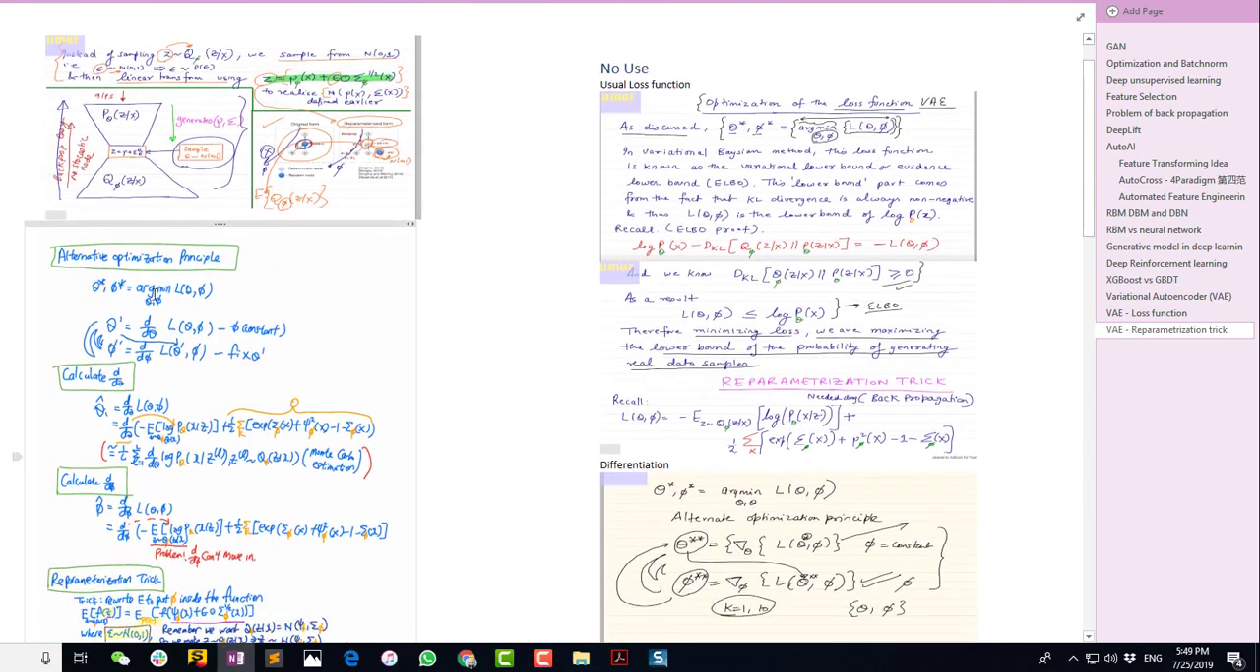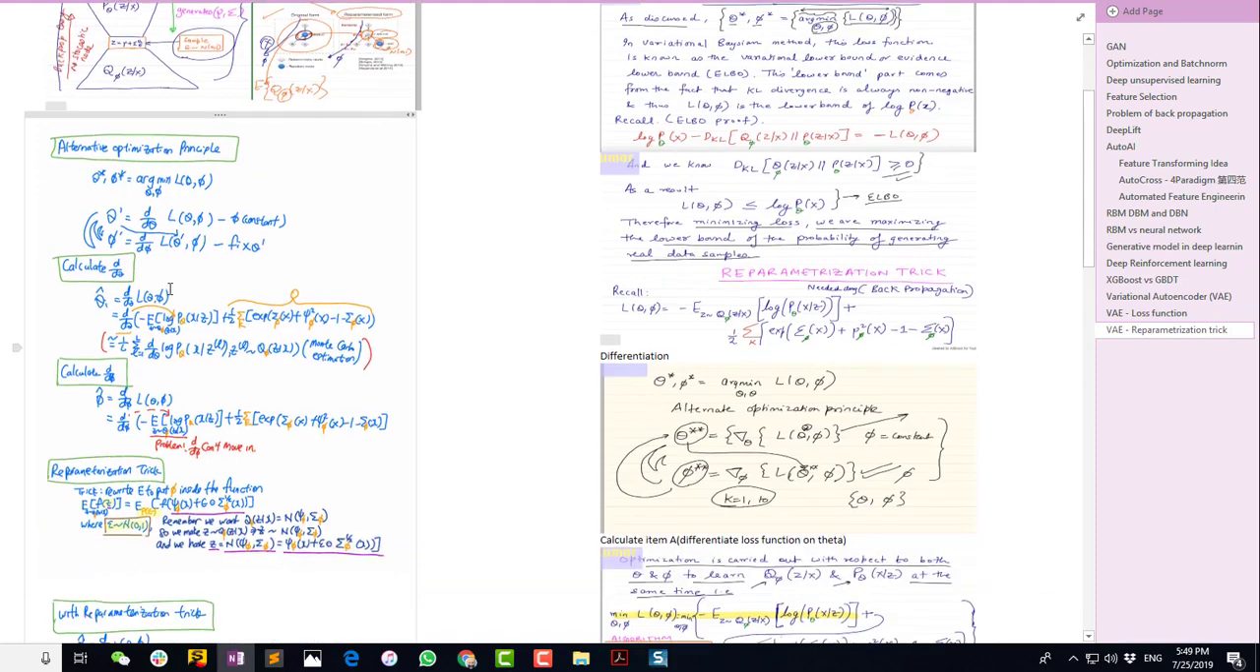Now, since we have these two sets of parameters, we want to minimize it. So how we do it is that we take the partial derivative with respect to theta to get theta prime, and when doing the partial differentiation, we keep phi constant. So we have this theta prime, and after getting it, we plug it into the next formula. Now we differentiate according to phi, and we fix the theta prime we got from the previous formula, and we do this iteratively.